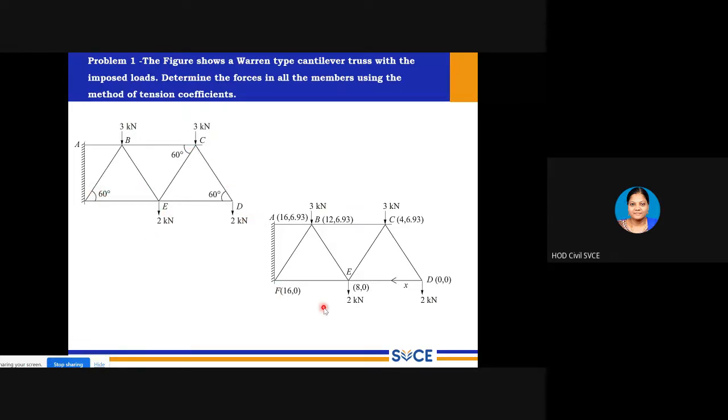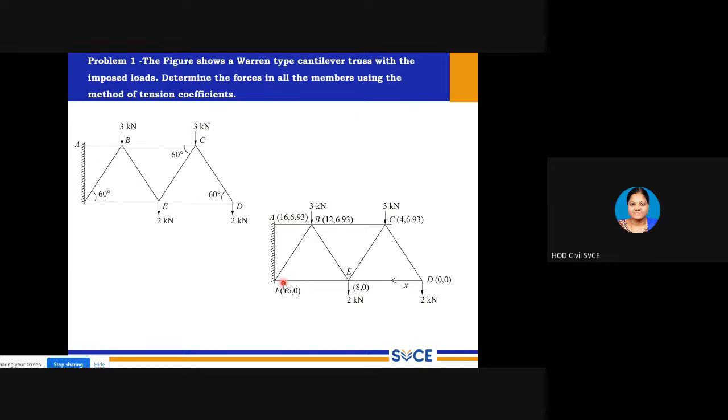And the coordinates also I have given, because here they have taken D as the origin, this point, 0, 0. This distance is 8, so this is 8, 0. And this distance is again 8, so 16, 0. And the height is actually 6.93. This distance is 4 from this point, again from this point it is 12, and again from this point it is 16. So these are the coordinates of the truss system.